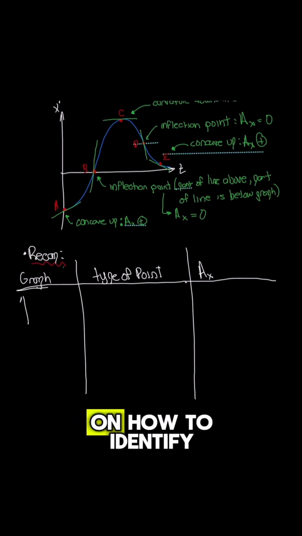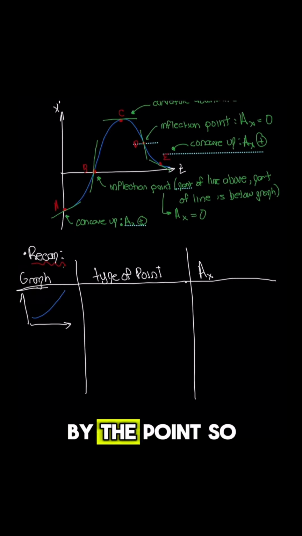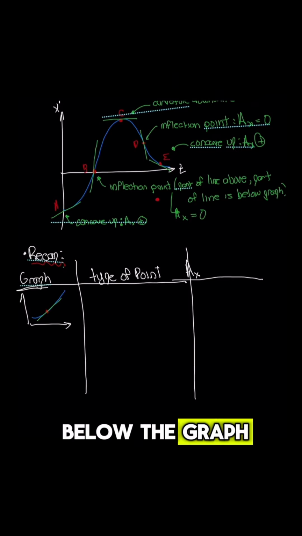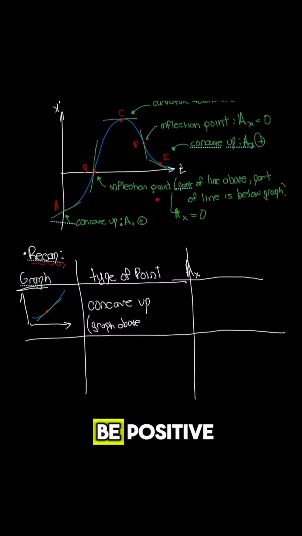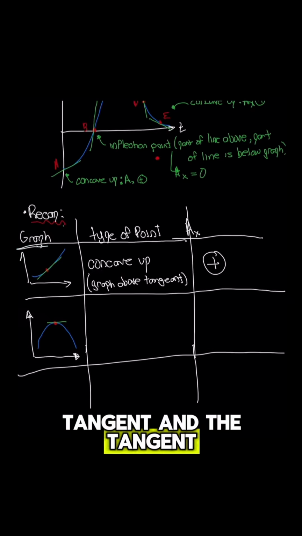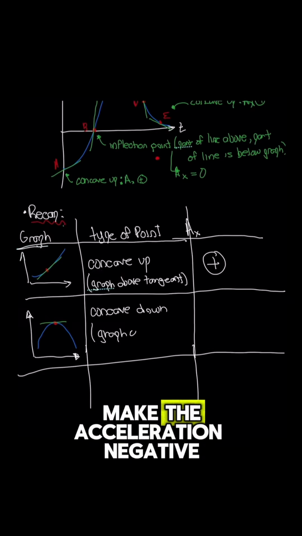So a little recap on how to identify what the acceleration will be by looking at a position versus time graph by the point. So if the point looks like this and we draw the tangent and the tangent's below the graph, it'll be concave up and the acceleration will be positive. And if the point looks like this and we draw the tangent and the tangent is above the graph, then that'll make it concave down and make the acceleration negative.